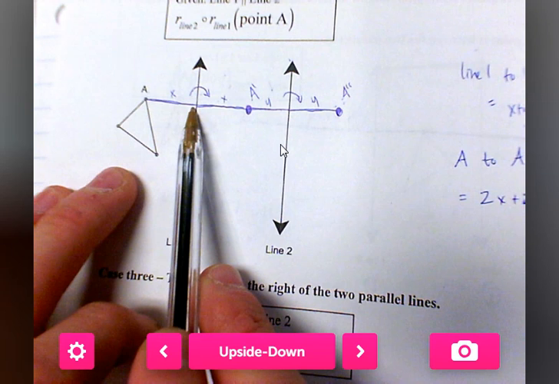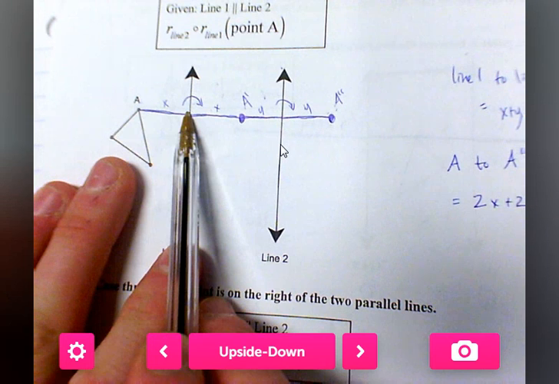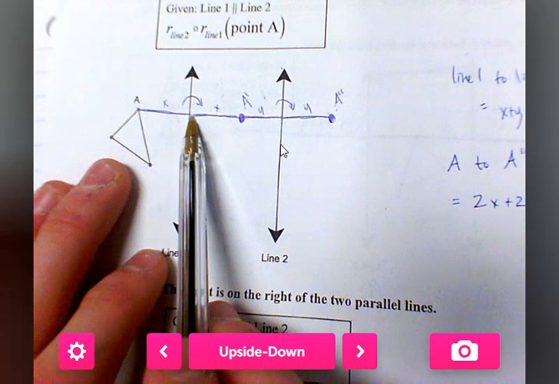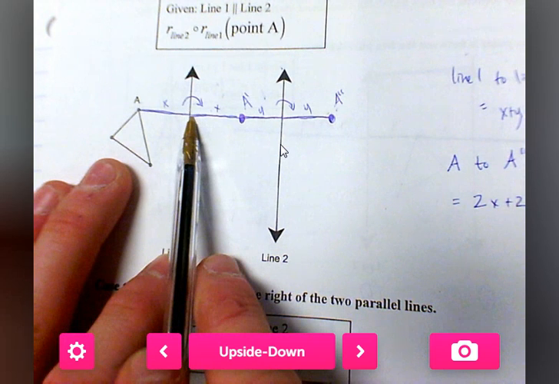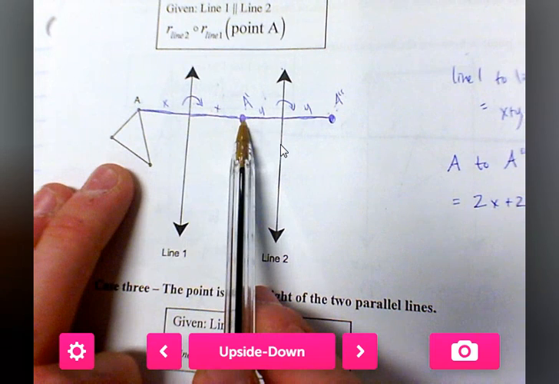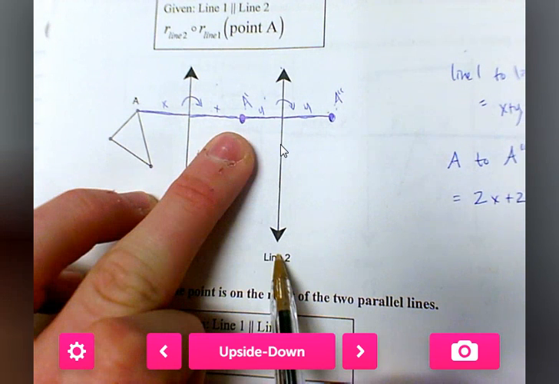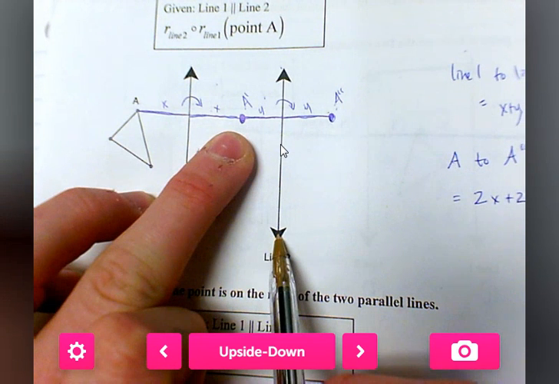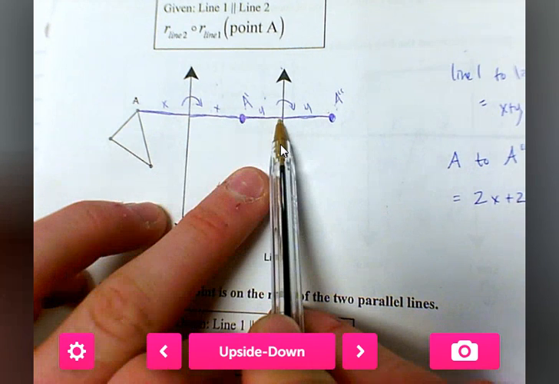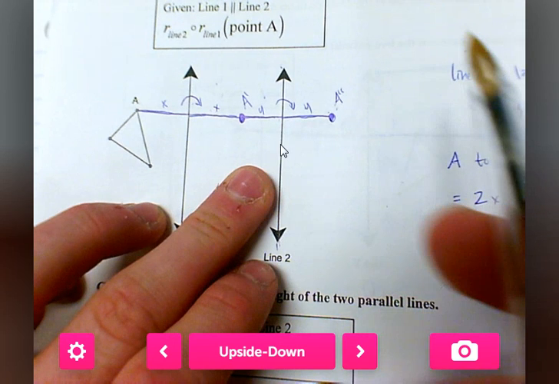I chose x, right? So we go x to the line, and with a reflection we go however many we go to the line, we go that many past the line. So we go x to the line, x past the line, and there's a prime. Then we have to reflect it over line 2 right here. So we go y to the line, and we have to go y past the line. So that's where a double prime should have been.